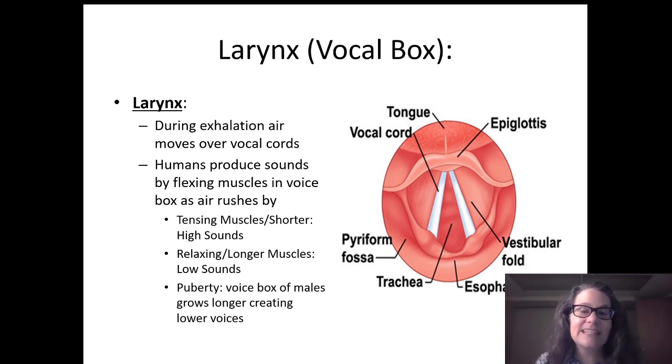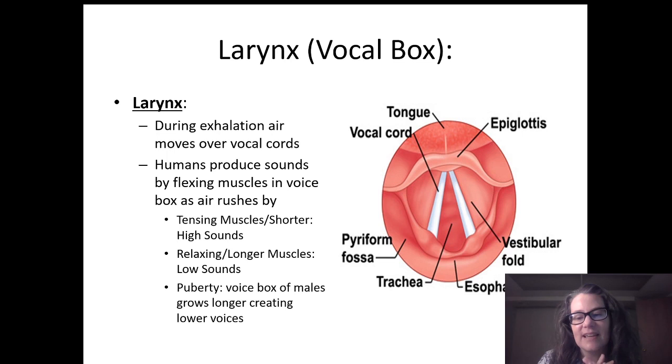And so this is a way that we can communicate. Humans have gotten really good at communicating and even singing, either tensing the muscles around these cords, making them shorter so we can make really high sounds, or relaxing them so we can make low sounds, right? So we can change the shape of them and sing and create all kinds of sounds due to this larynx area.